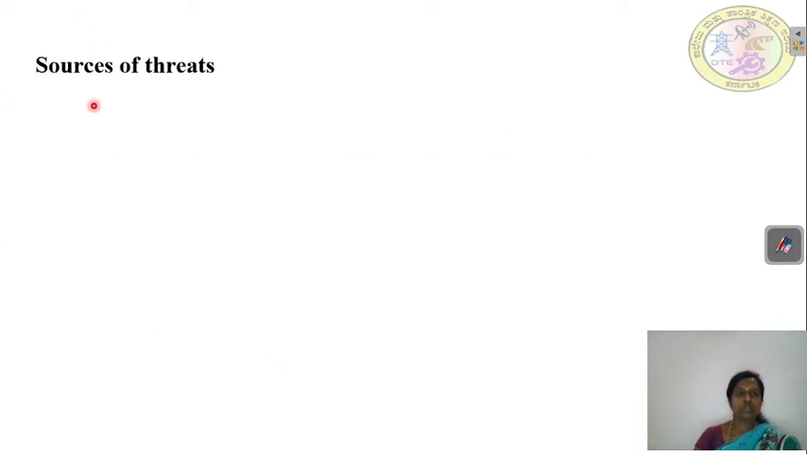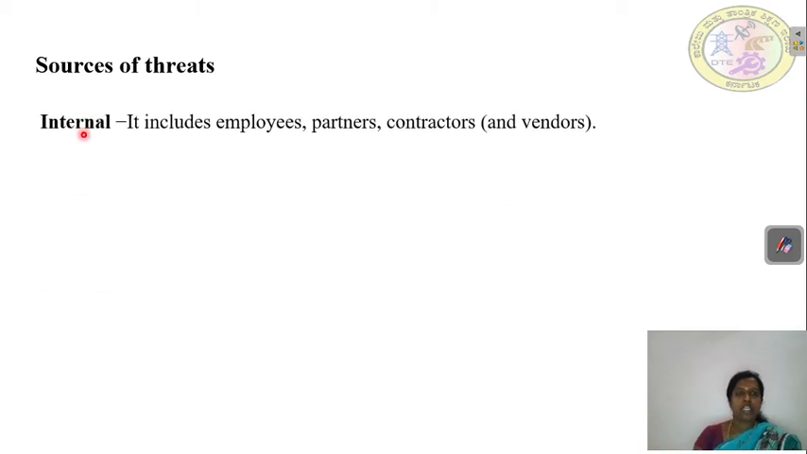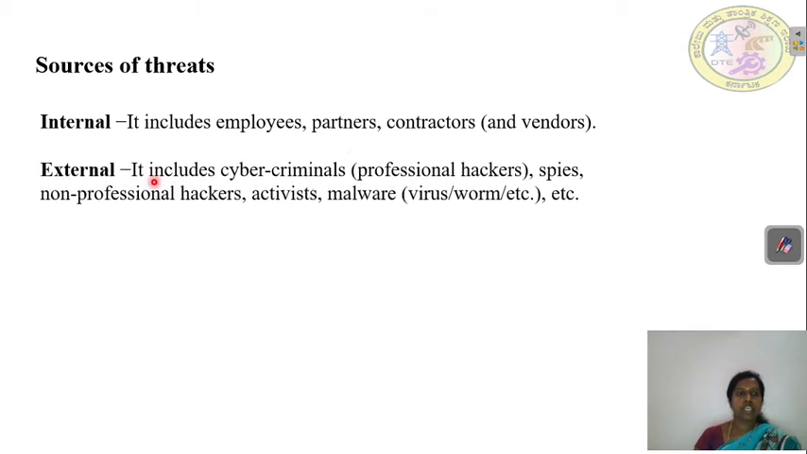Next, we move on to the sources of threats. Internal threats include the employees who work within a company or organization, or partners and contractors, who are called vendors. And the next one, external sources of threats, which include cyber criminals, called professional hackers or spies, and non-professional hackers. They are activists and malware, for example, viruses or worms. So these are the different types of external threats which occur.